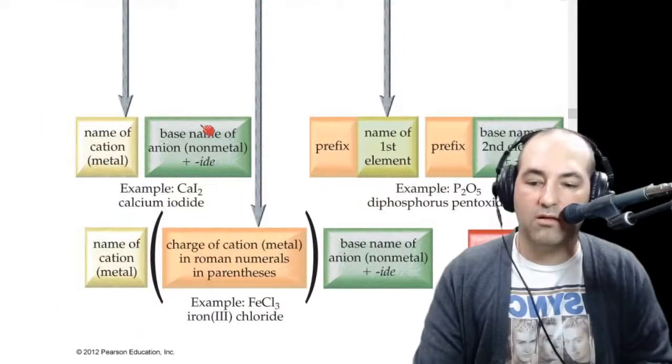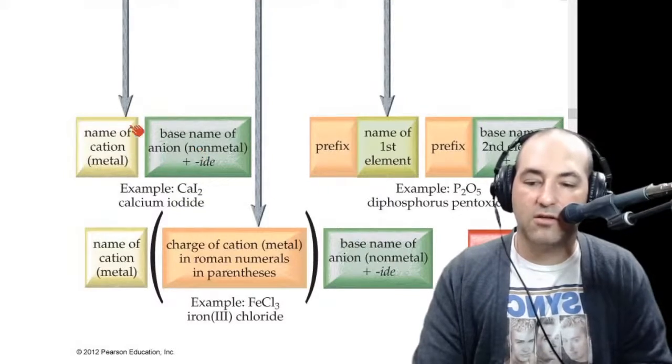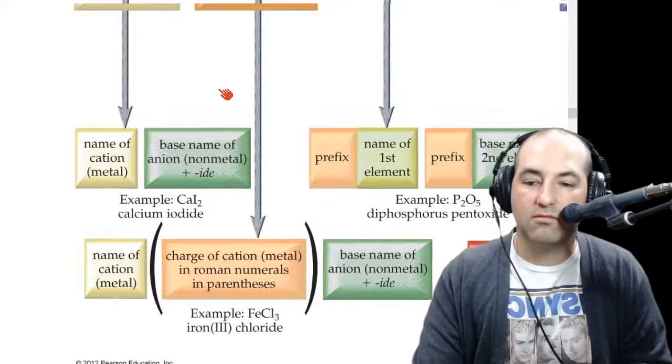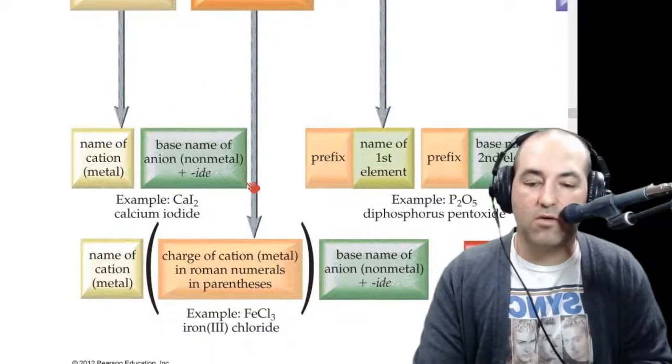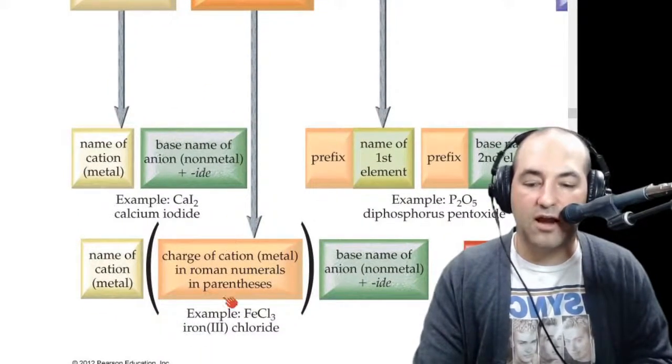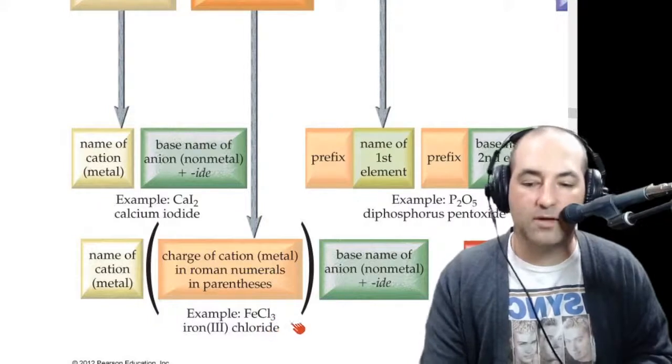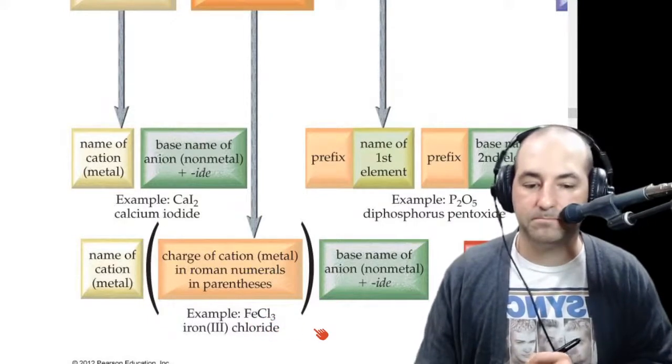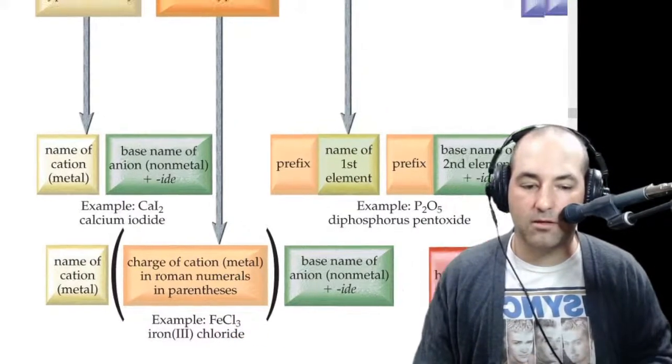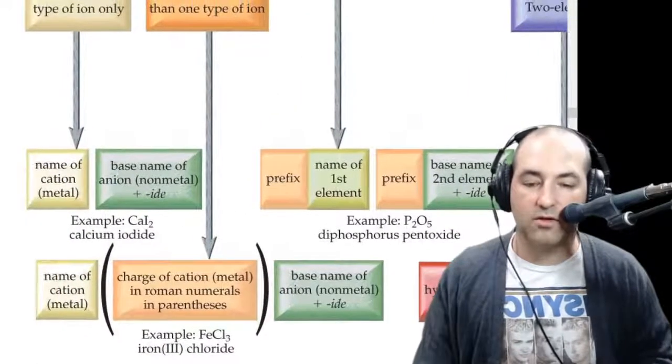And then once you've made that decision, you can name based on just the metal and the anion, if it is only one type of ion, or you can put the charge of the cation in parentheses if it's something that makes multiple ions. So that is the quick review of that side.